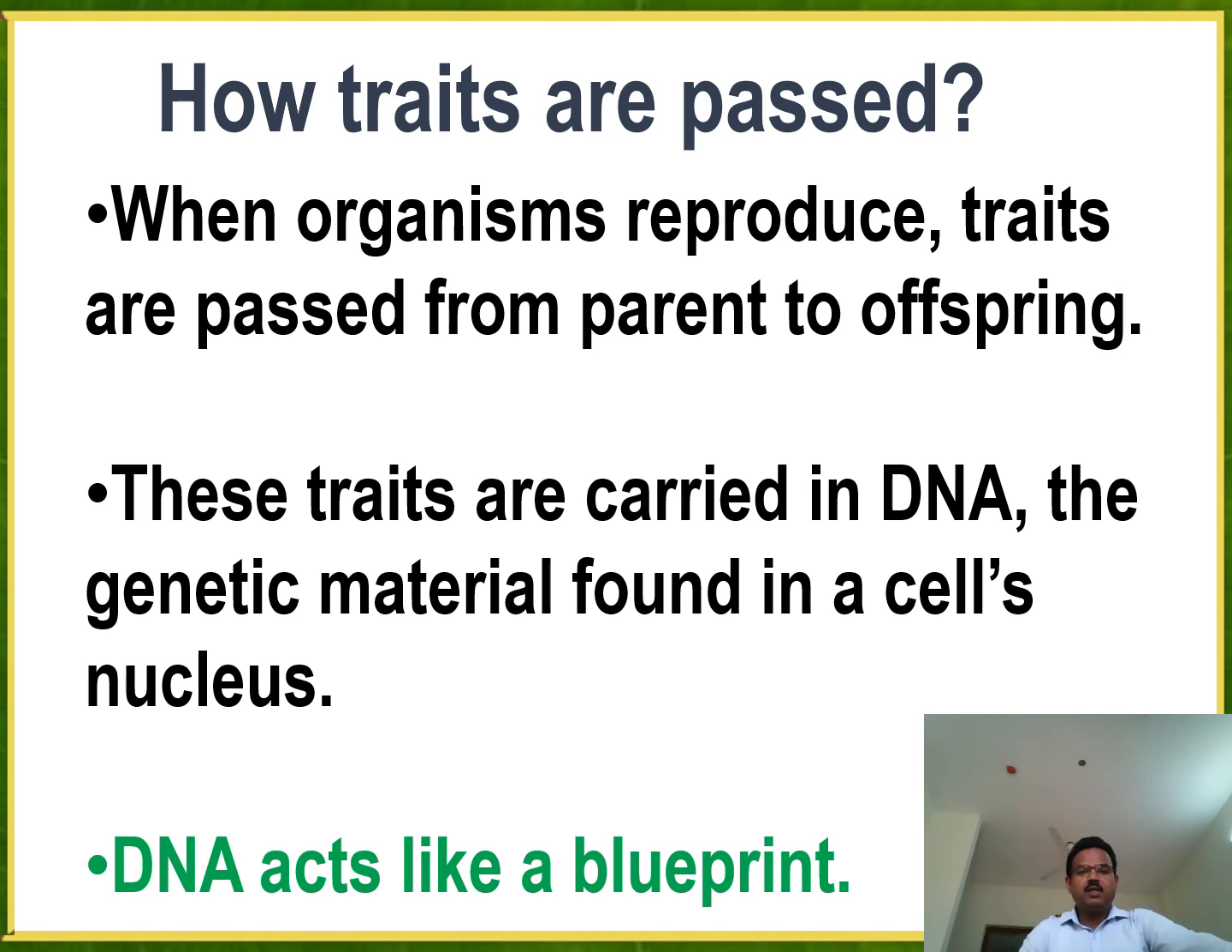So how are traits passed from parents to their offspring? The blueprint is DNA. There is a message present in the DNA. This message is stored in the cells, in the nucleus, and that is passed on from the parents. So we'll continue this class.